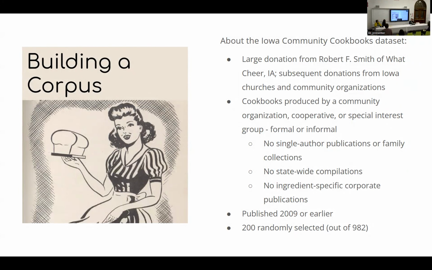I'm focusing on publishing 2009 or earlier. I'm hoping that that will alleviate any issues with people still wanting to sell their cookbook, because most of these cookbooks were created as fundraisers for the organization. And then so far for this test phase of the project, the corpus is 200 cookbooks, with the goal of hopefully expanding that to a larger data set in the future.